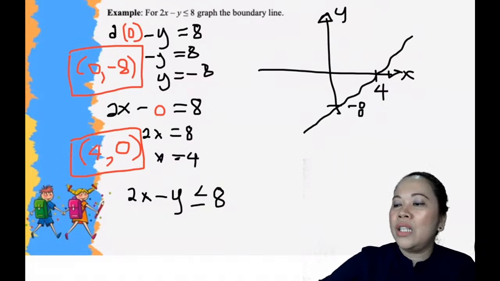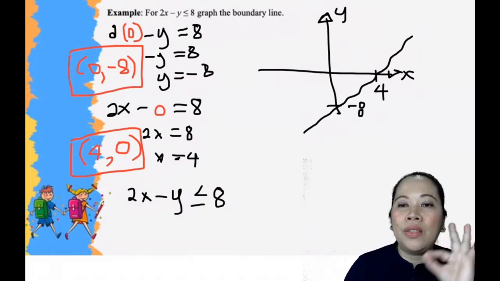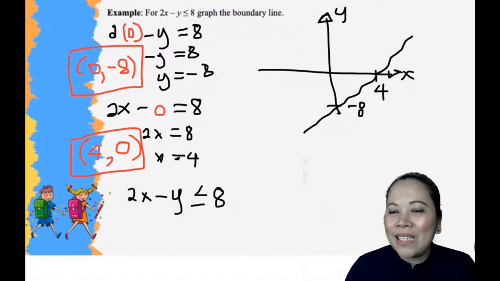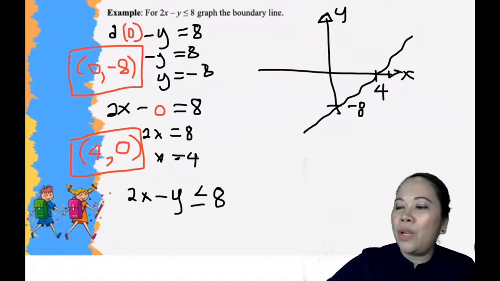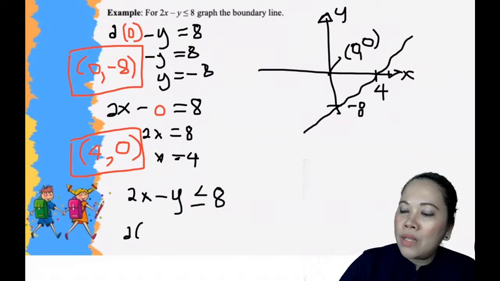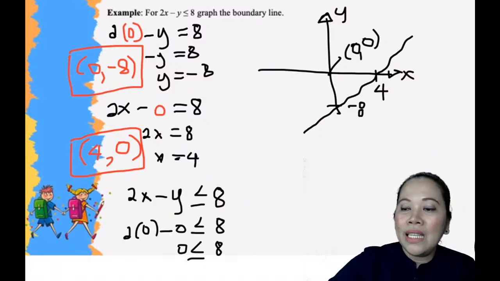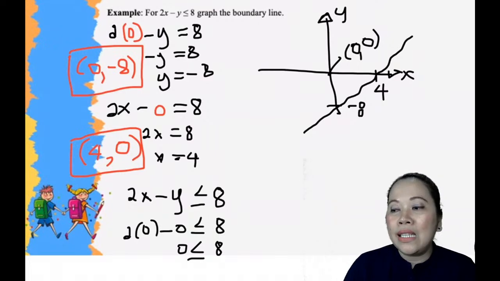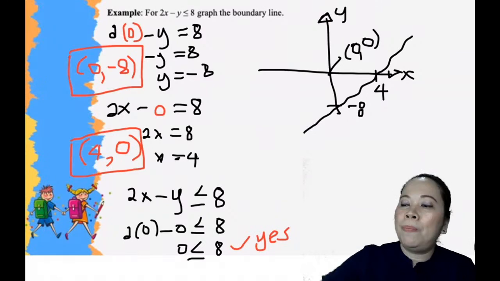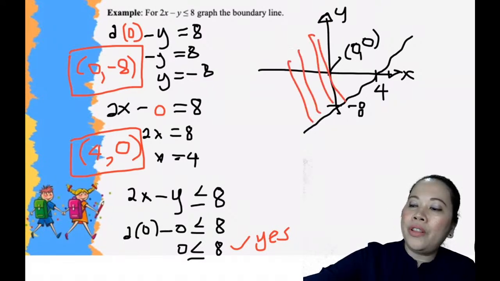Once you draw the solid line, the third step is to do a test point. The best test point that you can use is 0, 0. So you use 2 times 0 minus 0 less than or equal to 8. Is 0 less than or equal to 8? Yes, it is. 0 is less than 8. That means 0 is part of the solution, so you have to shade everything where 0, 0 is. That's where you shade it.